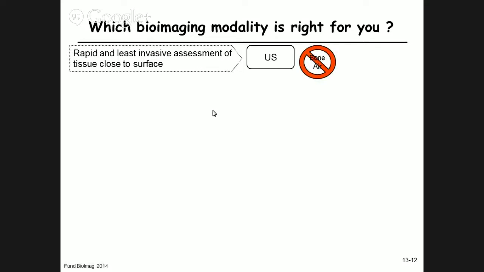But if you've got bone or air in the field of view that you want to image, it's most likely prone to a lot of artifacts or even completely useless. So one has to know, is what I'm interested in imaging, is there bone or air interface in between? If there is, it's most likely going to produce some artifacts.